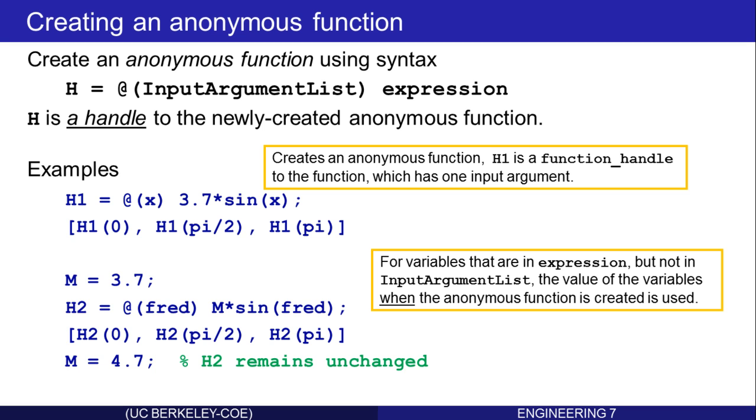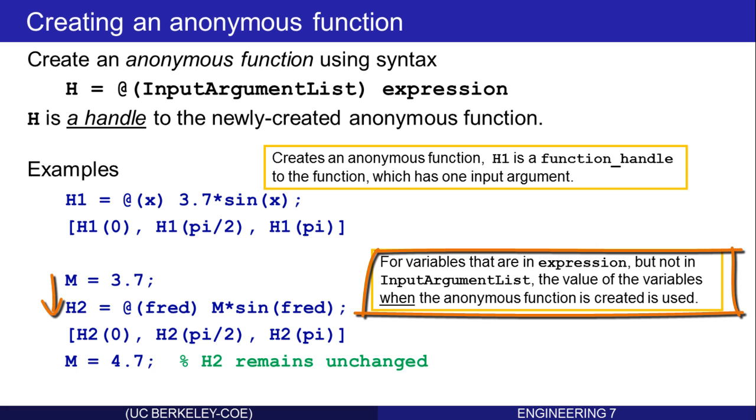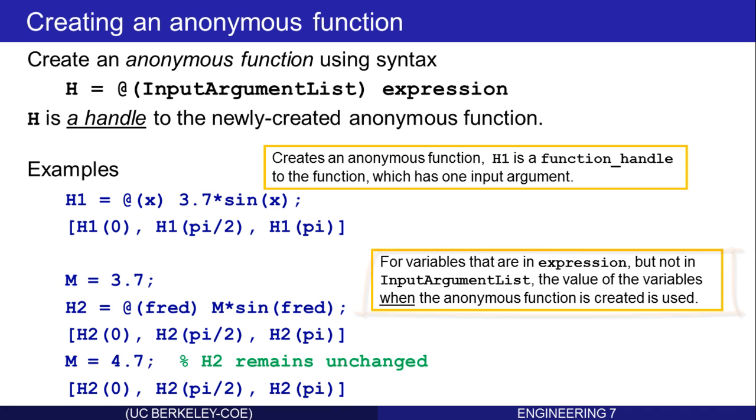If m is changed to 4.7, that has no effect on h2. The value of m was important when h2 was created. So in this instance, h2 will still evaluate to the exact same row vector. Let's try this in Matlab.